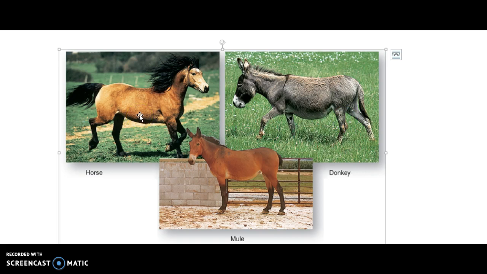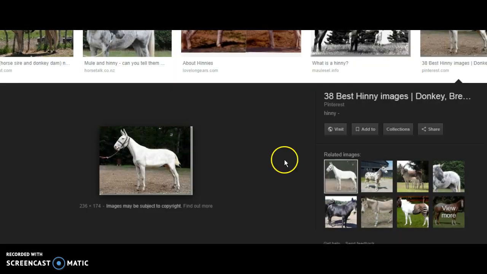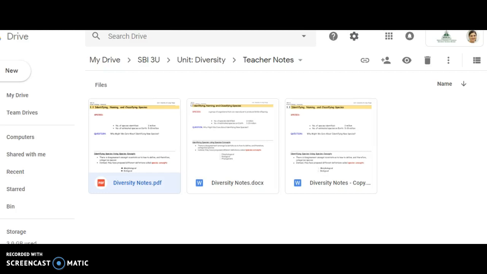Interestingly enough, if you take a female donkey and a male horse, you produce what's called a hinny. And so a hinny, let me see if I can find a picture. So I'm going to try to find a picture of a hinny here and get back to you. Here's a picture of a hinny. I'm going to go back for a second to our other note. Oops, here we go. Where was I?